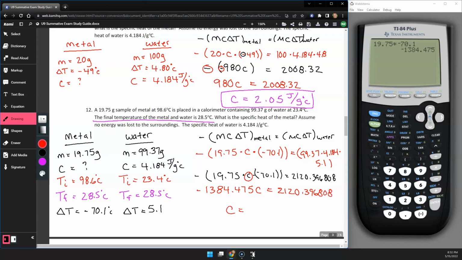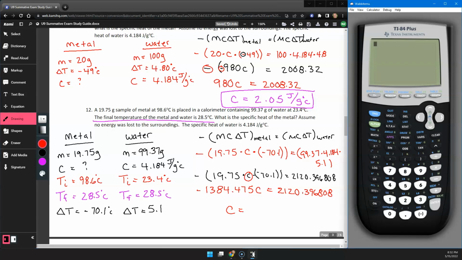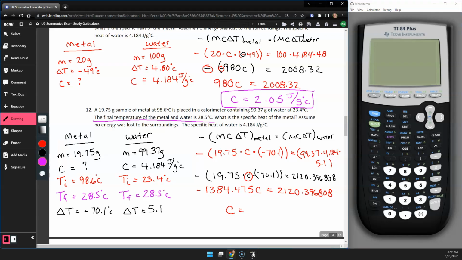All right, so let's divide both sides by the negative 13 point, oh, wait a minute. Almost made a rookie mistake here. So my answer on the inside here was negative, and then we have a negative on the outside. So negative times a negative makes that a positive. You should never have a negative specific heat value. So if you do, go back and double check your calculations like I just did.